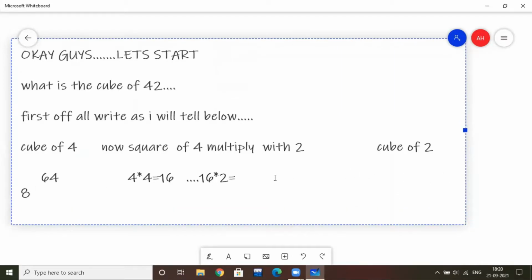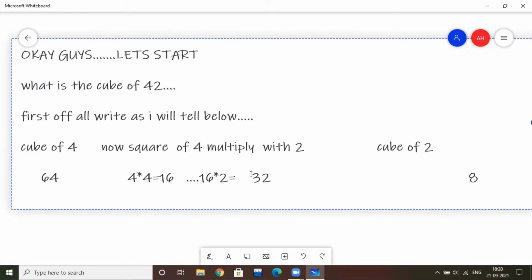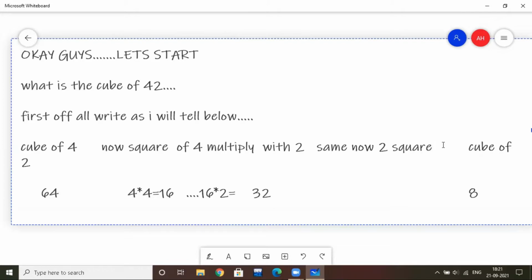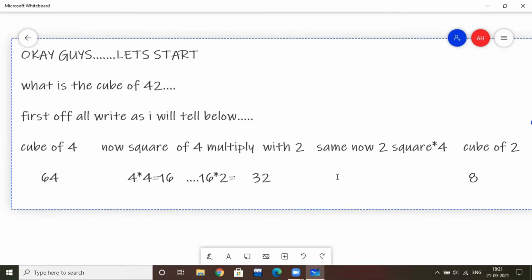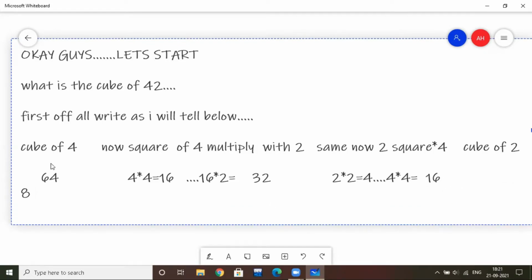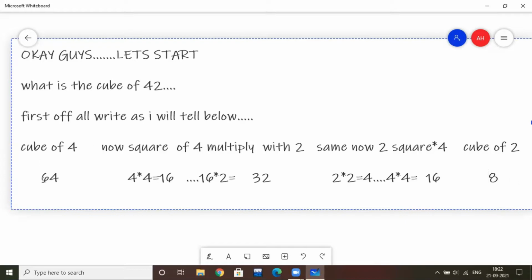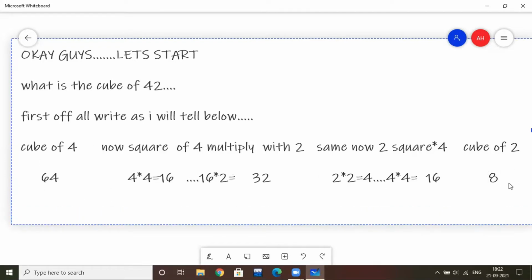Okay, what is the cube of 4? We write 64. Okay, 4 into 4 into 4 is 64. Okay, next, square of 4 into 2: square of 4 is 16, into 2 is 32. Okay, now 2 square into 4, that is 16. And at the last, cube of 2: 2 into 2 into 2, which is 8.